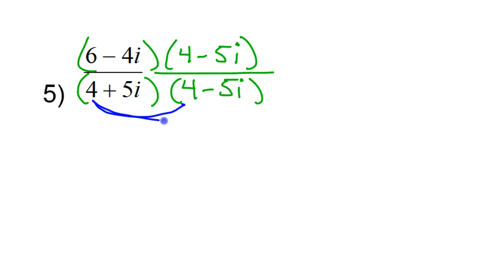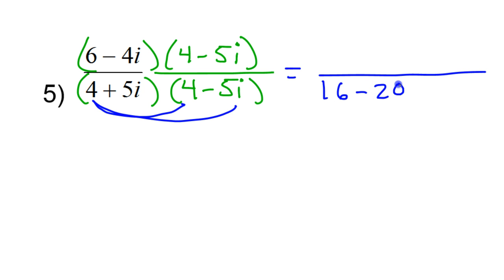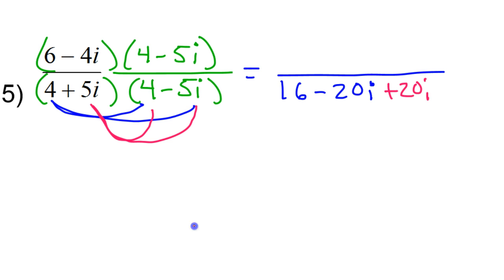So I'm going to multiply the 4 by both of these. All right, so 4 times 4 is 16, and 4 times negative 5i is negative 20i. All right, so now I will distribute the 5i. So 5i times 4 is positive 20i. And 5i times negative 5i is negative 25i squared.